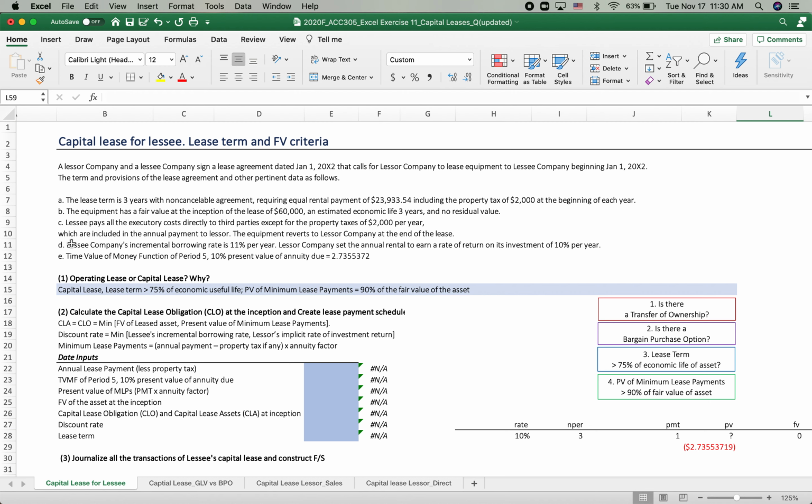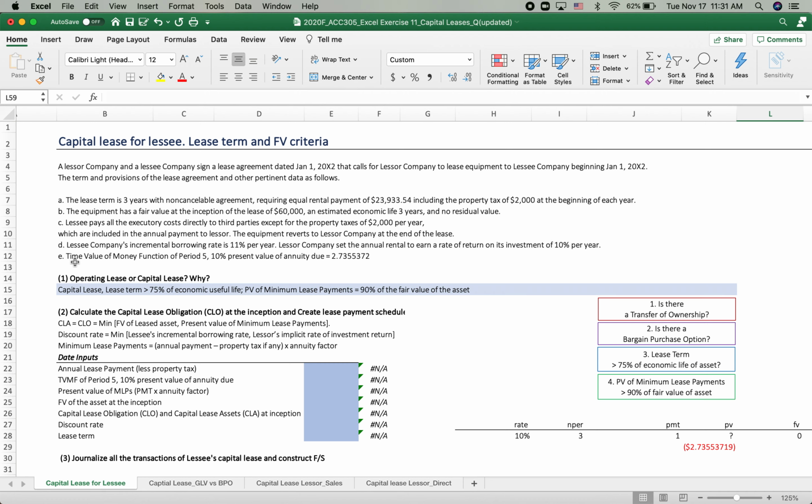The lessee company's incremental borrowing rate is 11% per year. The lessor company set the annual rent payment to earn a rate of return on its investment of 10%. When we choose the discount rate, we choose the lower of the incremental borrowing rate of the lessee and the rate of return on investment for the lessor. So we are going to use 10%, because based on conservatism, the capital lease obligation is going to be higher if the lessee uses the lower discount rate.